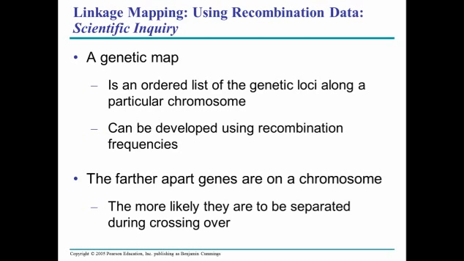And to do this, you use the recombination frequencies. The recombination frequencies are basically the number that determines the distance the genes are apart on a chromosome. And the farther apart those genes are, the more likely they are to cross over in between. So the map distance would be further.